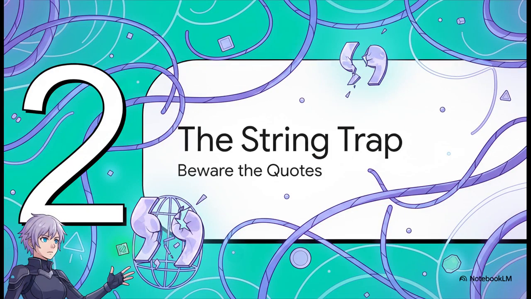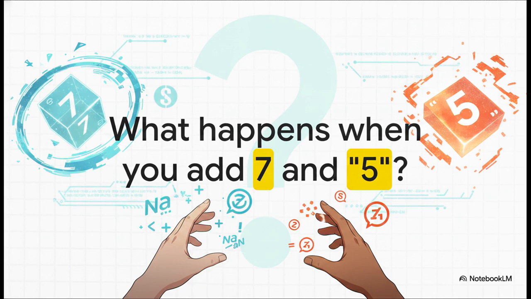Moving right along to Module 2, the string trap. Okay, every good quest has a plot twist, right? And here's a deceptive little danger that catches almost every single beginner. I like to call it the hidden peril of quotation marks. So picture this. You've got a variable set to the number 7 and another set to 5. But that 5 is wrapped in quotes.